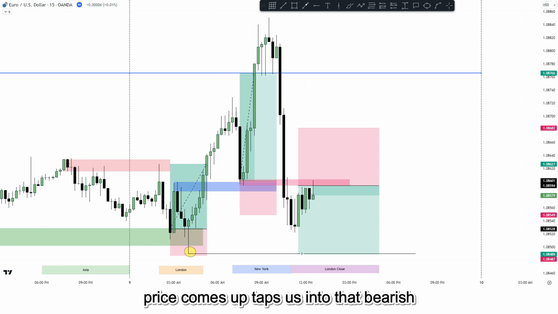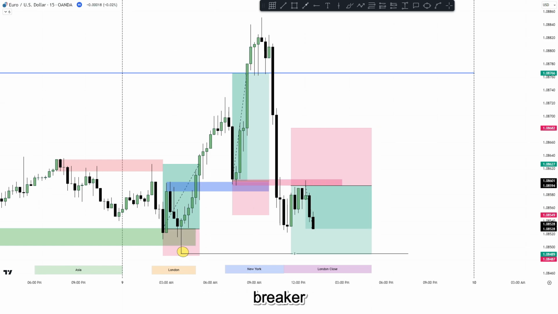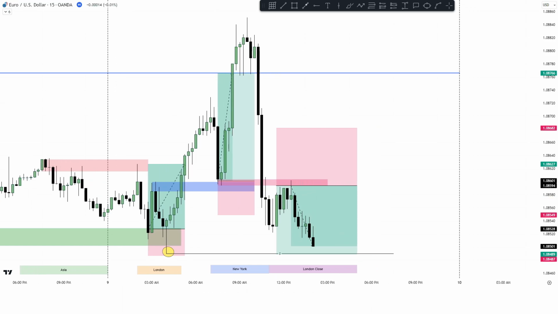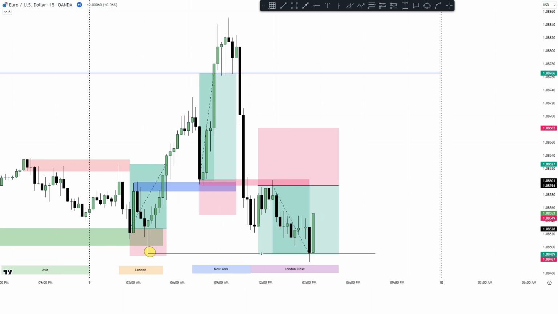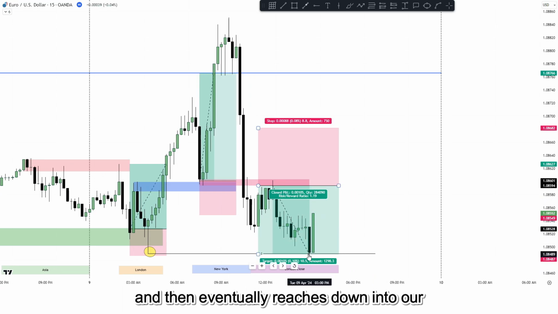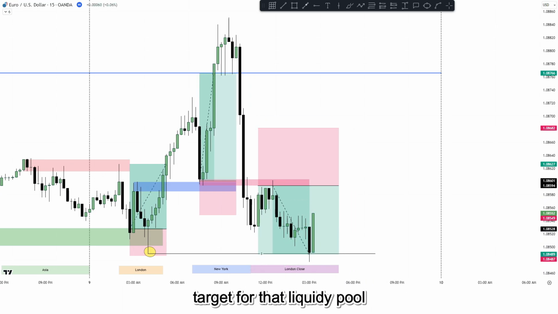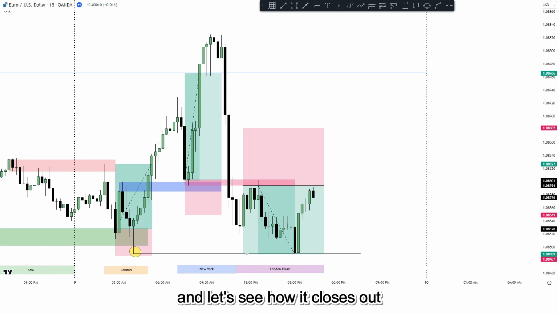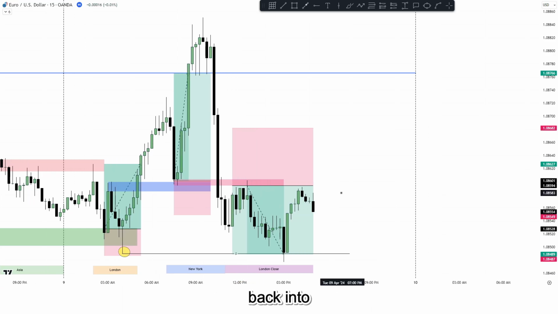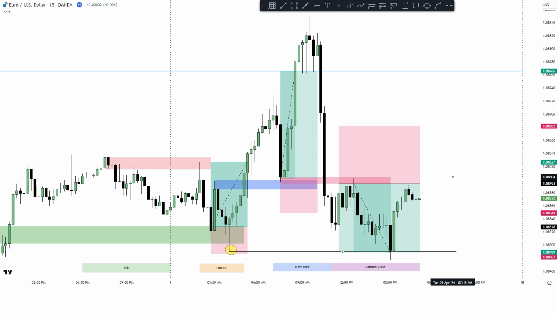Price comes up, taps us into that bearish breaker, and then eventually reaches down into our target for that liquidity pool. And let's see how it closes out back into that range.